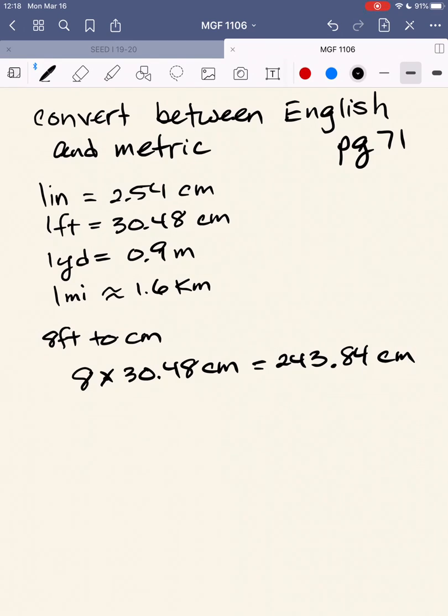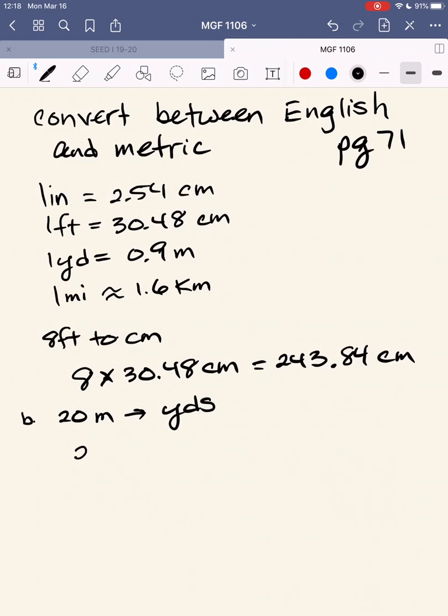So this one was a simple multiplication problem. Some of them you'll use fractions, some of them you'll just perform some multiplication, which is kind of cool. Part B, I want to convert 20 meters to yards. This one I'm probably going to want to use a fraction for, because it's an easy way to convert it.